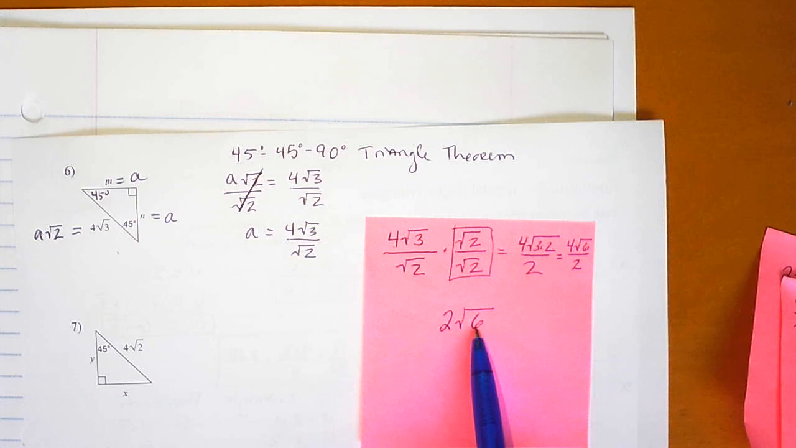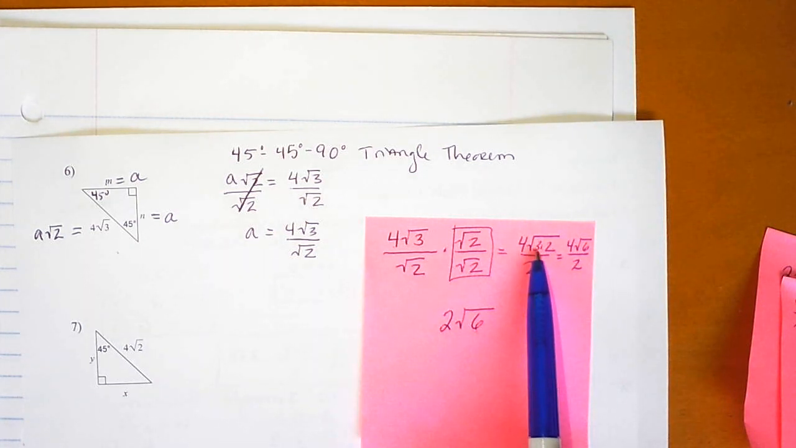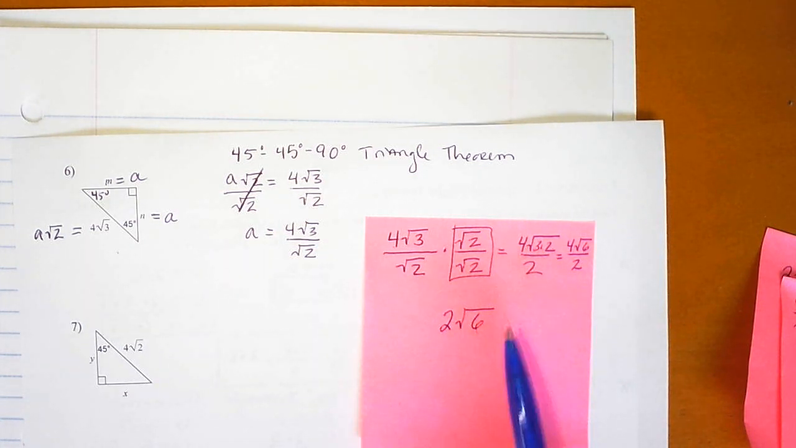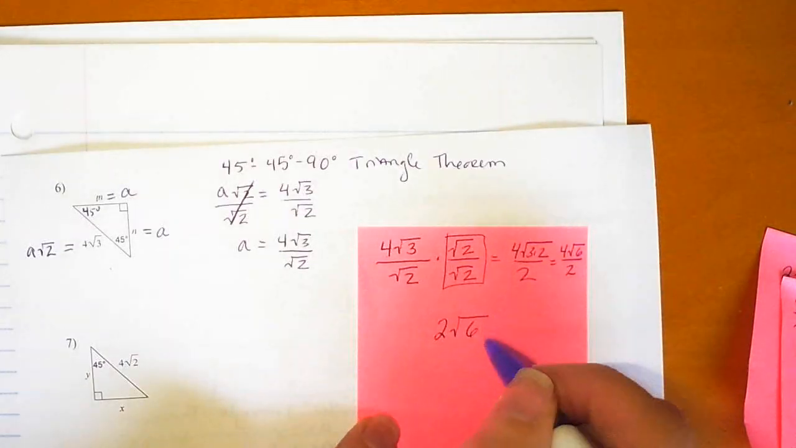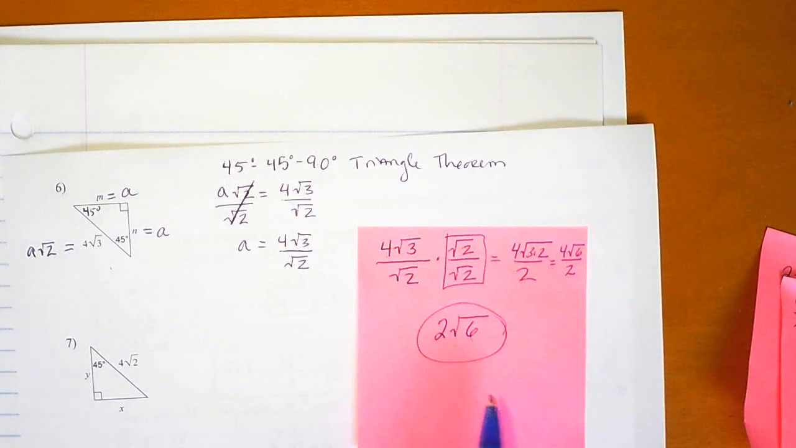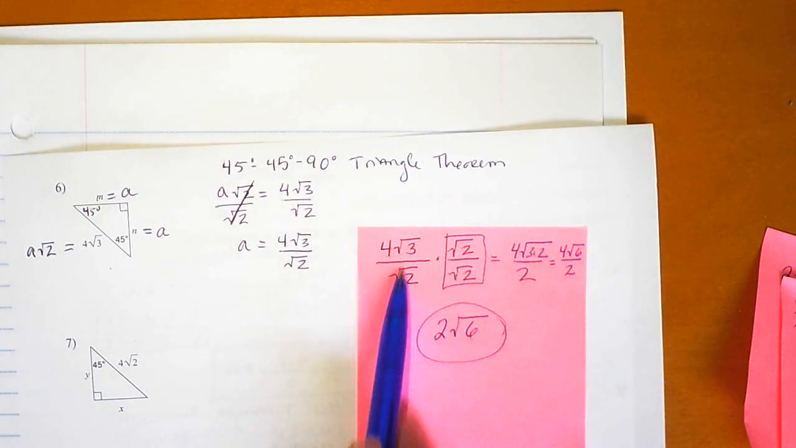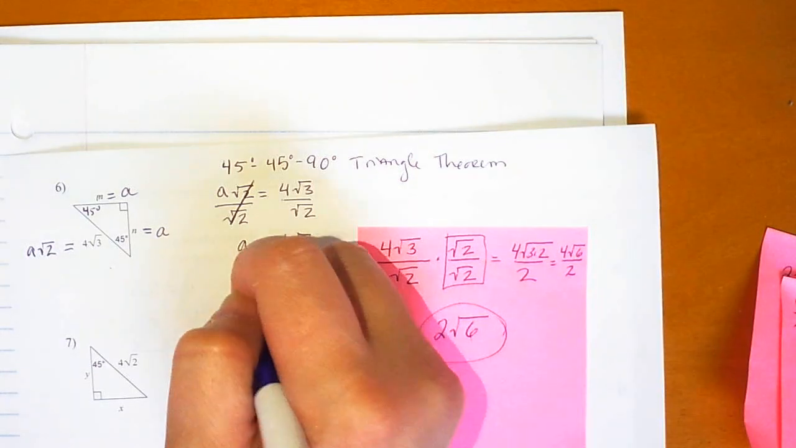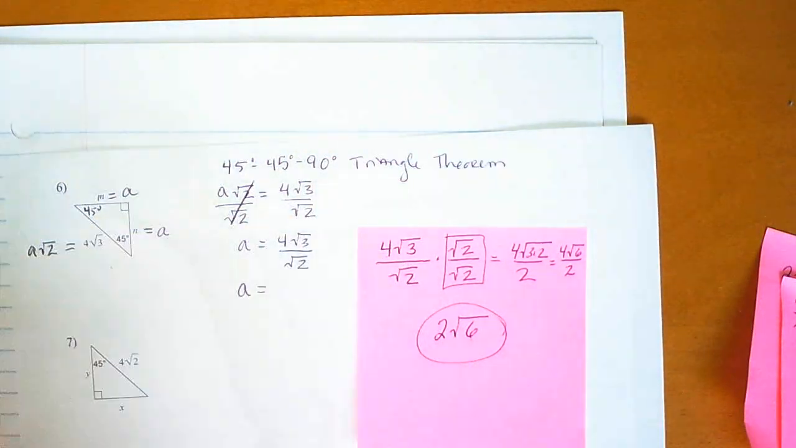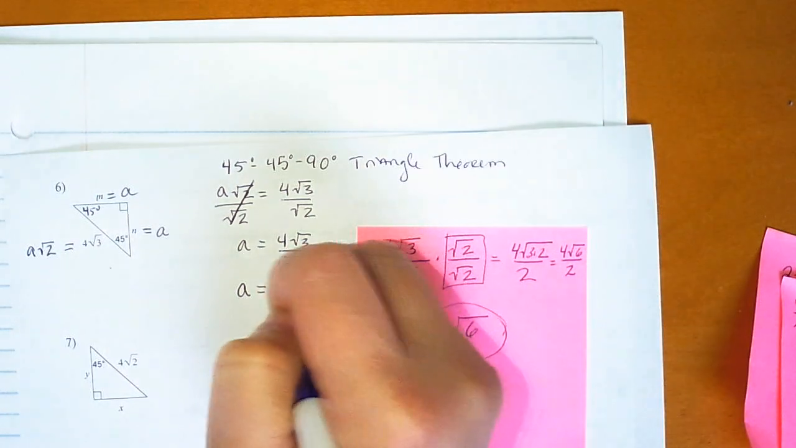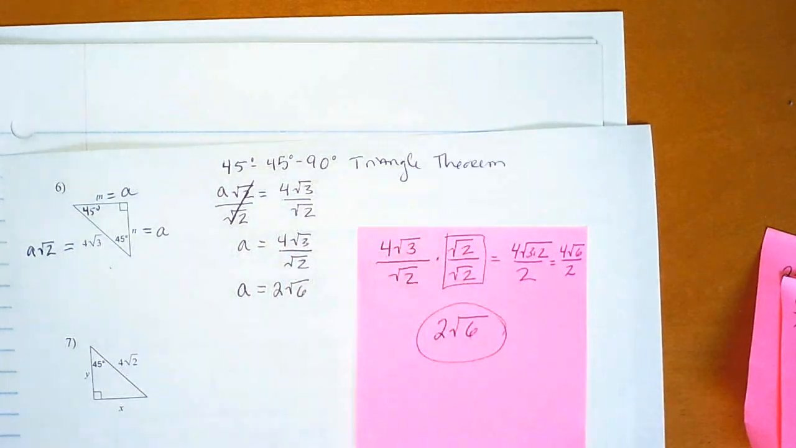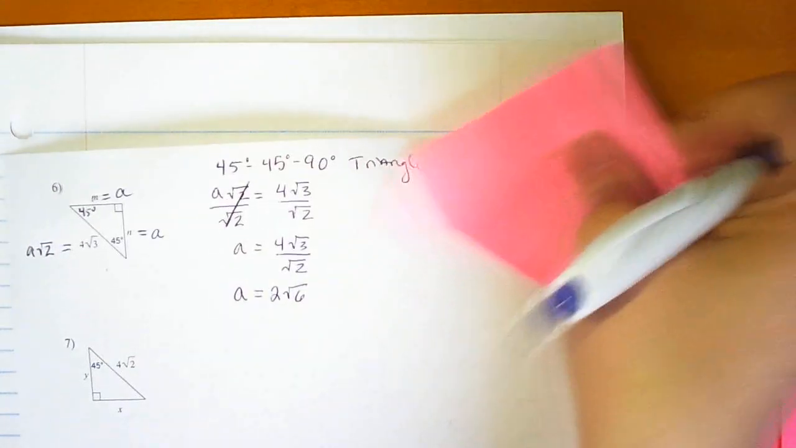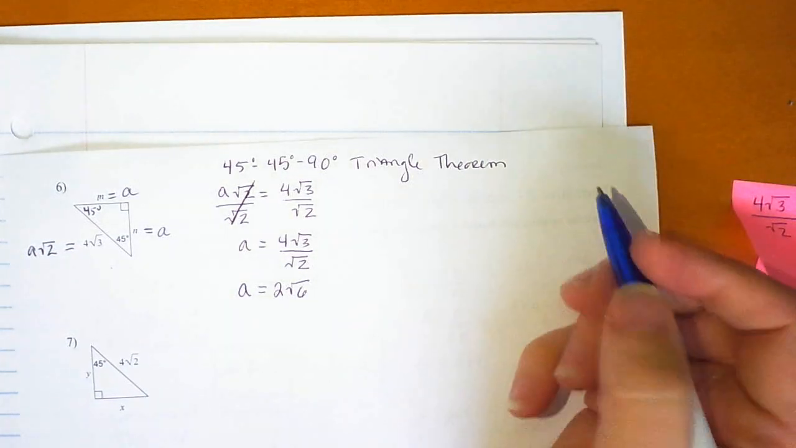We know root 6 can't be simplified because the factors are 3 and 2. Those are both prime numbers, so there's nothing else we can do with this. This is the simplified version of the fraction we started off with. So the value of a in our problem is going to be equal to 2 root 6. That, unfortunately, is not the answer, though.